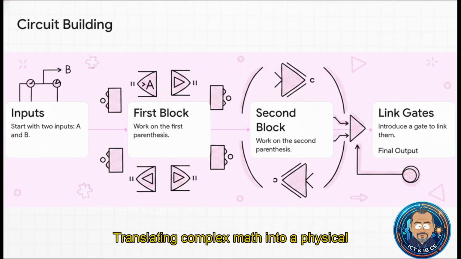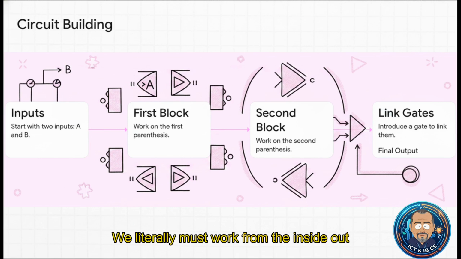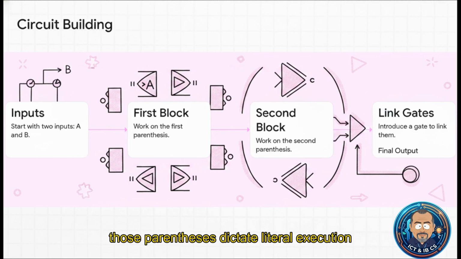Translating complex math into a physical diagram is really just a matter of layer-by-layer escalation, and it requires a highly methodical approach. Just like regular algebra, we have a strict order of operations. We literally must work from the inside out, paying massive attention to our parentheses, because in hardware design, those parentheses dictate literal execution priority. If a math operation is inside of parentheses, that electrical signal has to be processed first before it interacts with anything else.